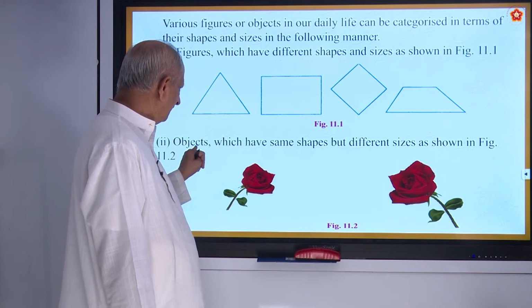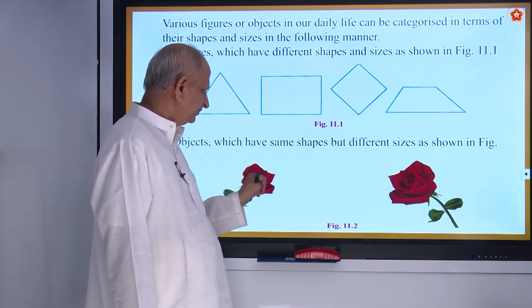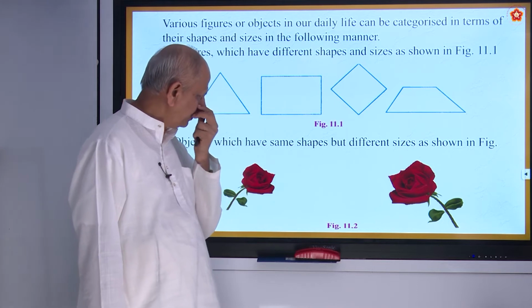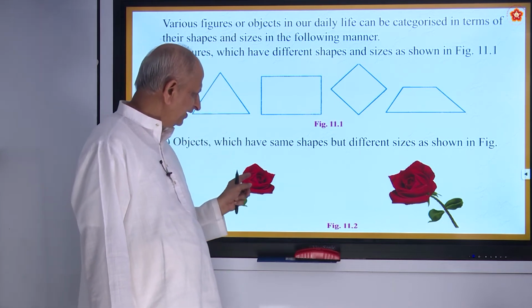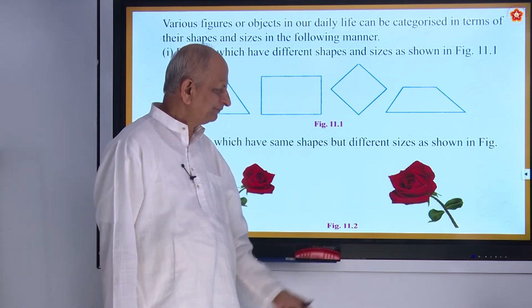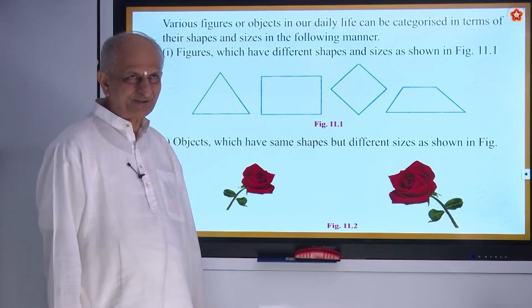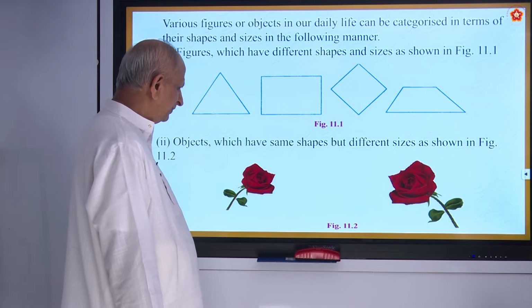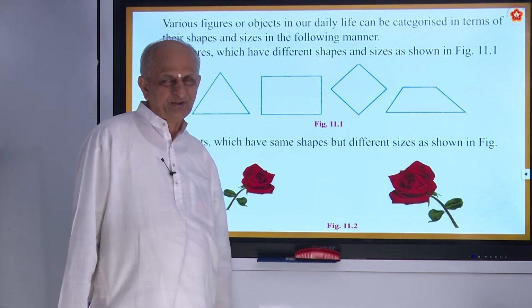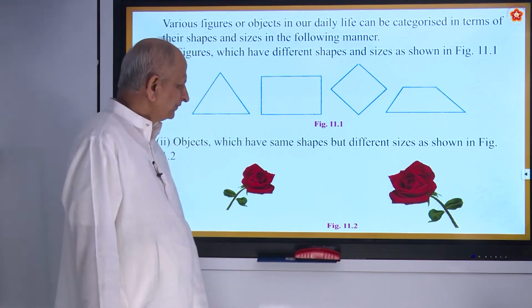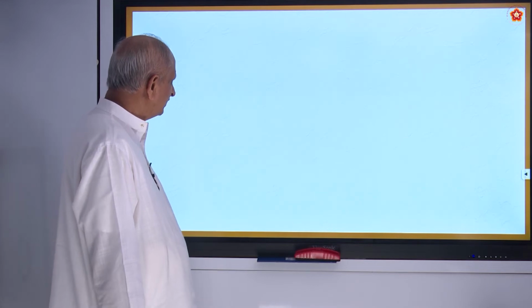Okay. And objects which have the same shape. These roses have the same shape, but different size. This is smaller, this is bigger. You might have seen in the market also, when you purchase the roses, different colors also will be there, different sizes also will be there, right? So this is one more thing you have seen.